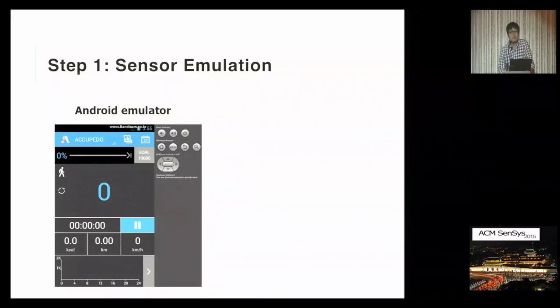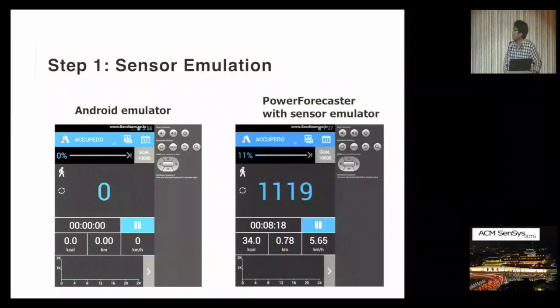So now I show you what happens on the PowerForecaster with the sensor emulator. The sensor emulator feeds the sensor data in the background, and as you see, it updates the step count. That means the emulator executes the sensing application.